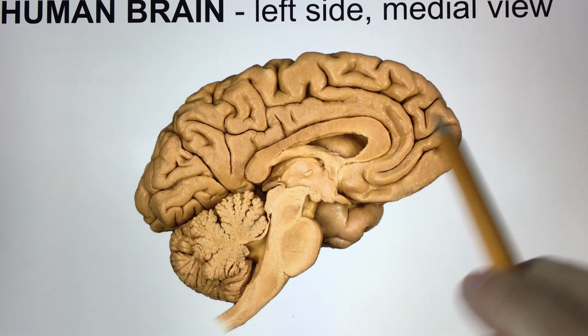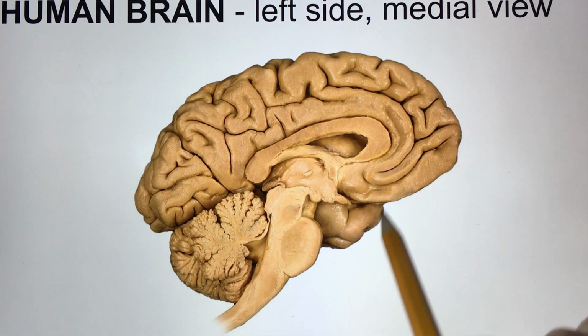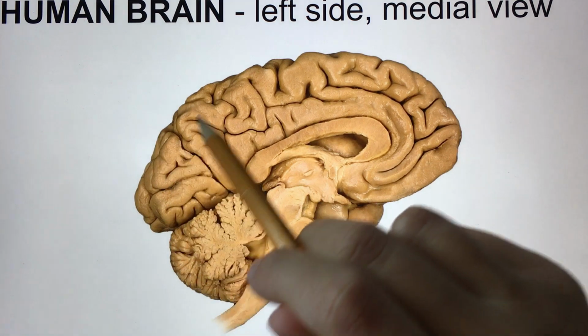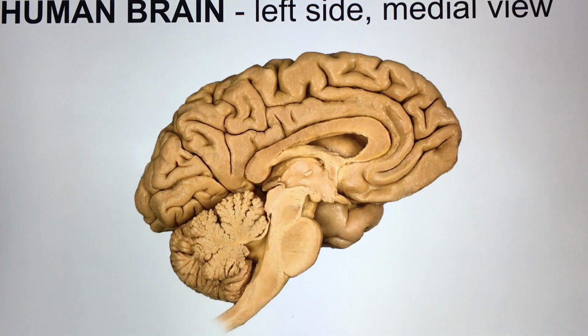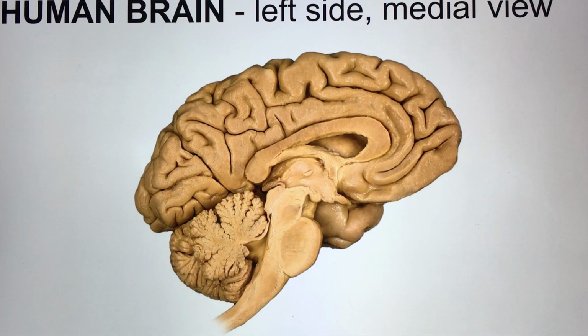This is the front. This is the back. So anterior, posterior, superior, inferior. This is the spinal cord. This is where the eyes will be. This is the back of the head. You can see it's curved like this. So we're looking at the left side of the brain from the medial view, from the inside of the midline.